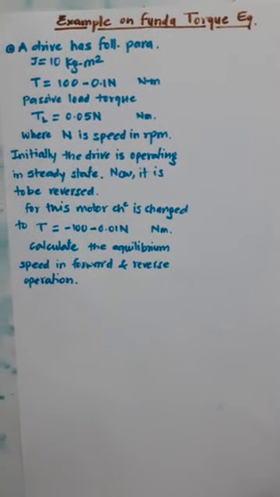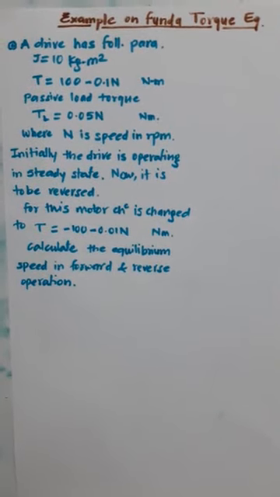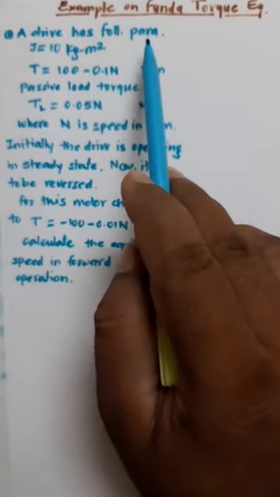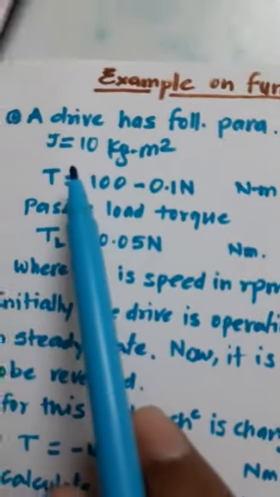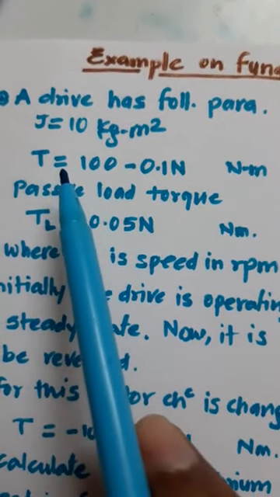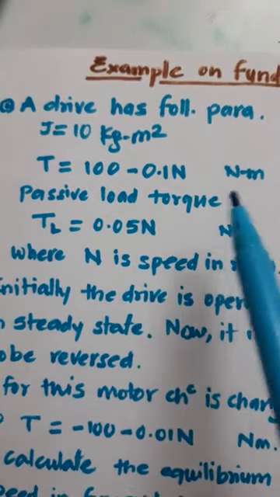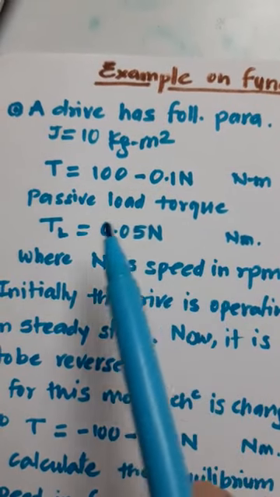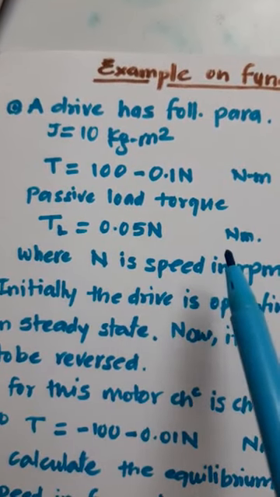Hello dear students. Now we'll see one example on fundamental torque equation. In this example, a drive parameters are given. So here J is given, it is 10 kg meter square. Motor torque equation is given, it is 100 minus 0.1 N Newton meter. Passive torque equation is given, it is TL equal to 0.05 N Newton meter.